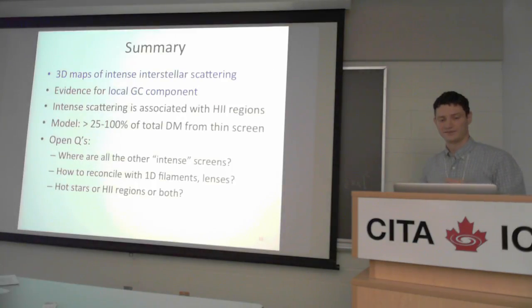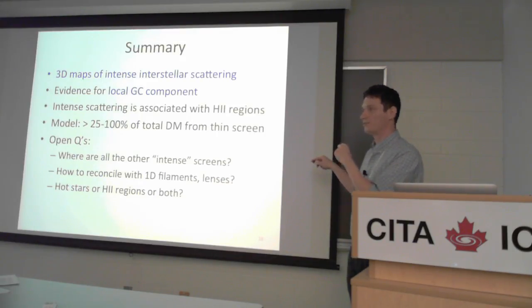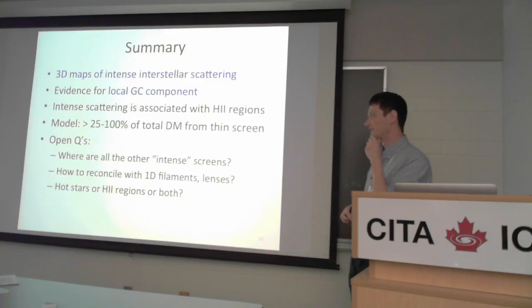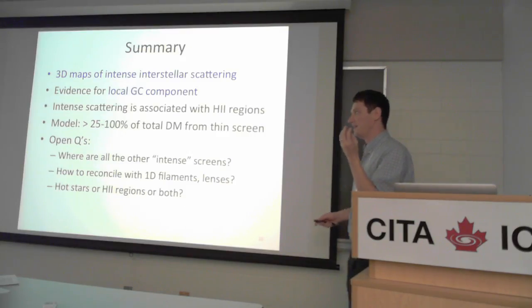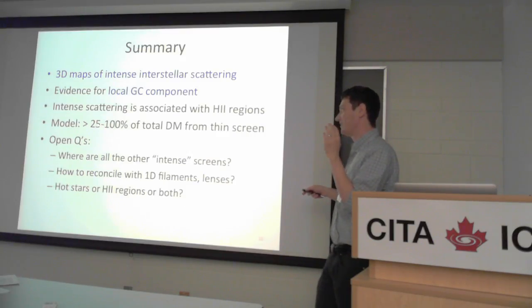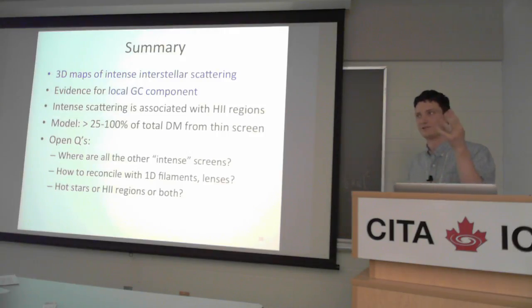Okay. So just to summarize, you can use this technique of imaging pulsars, as we've heard, to make 3D maps of scattering locations. At least in this limit of the highest tau, the most strongly scattered pulsars, they always seem to line up with these H2 regions. We've also shown that there's some kind of local component to the scattering of objects in the galactic center, associated with the galactic center itself. And if this model is admittedly naive, it seems like a lot of the total dispersion measure towards these pulsars could really come from just the screen rather than, say, integrating through the galaxy.